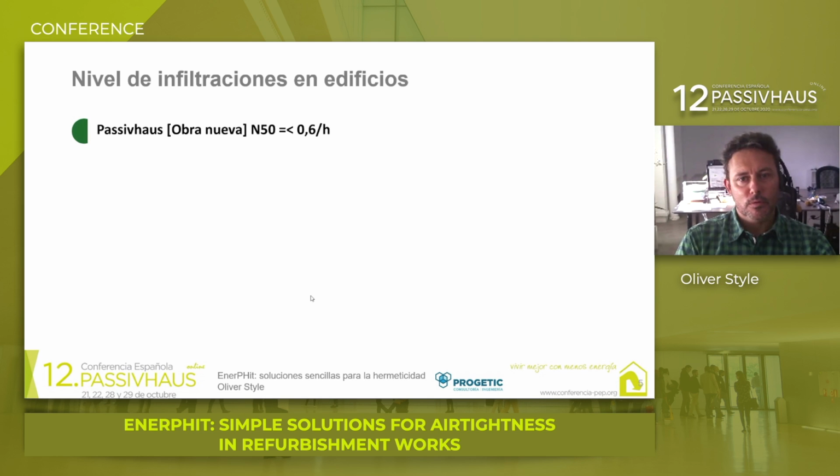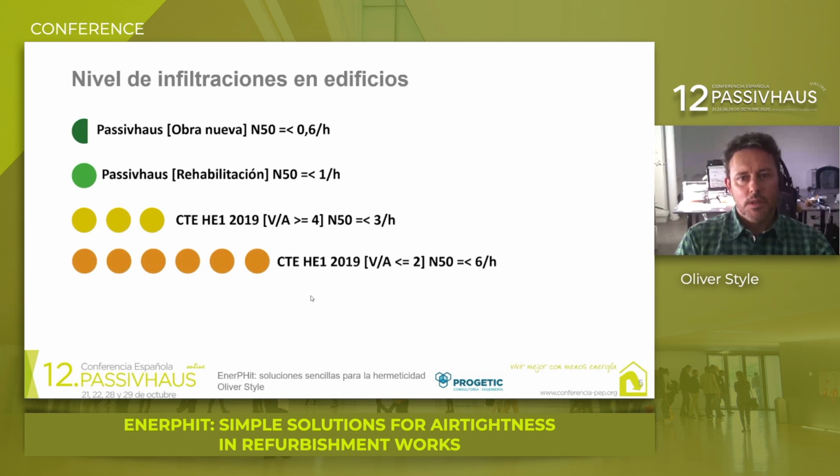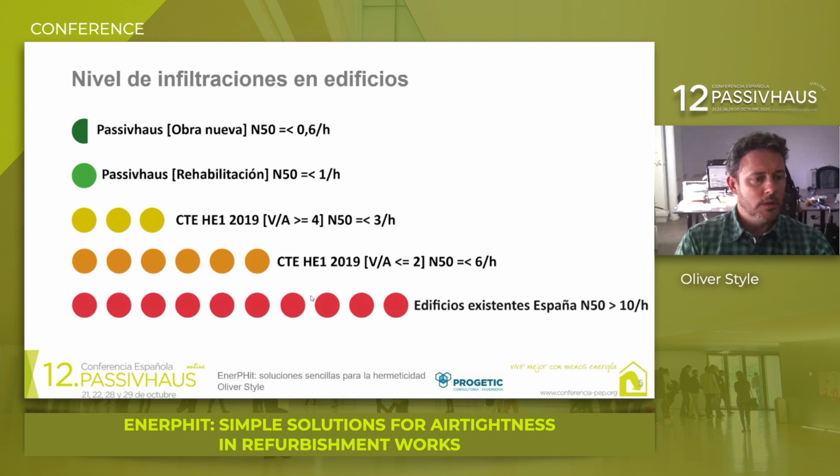In new passive house buildings we have infiltration levels of 0.6, and in the case of rehabilitation, 1 renewal per hour. In the new technical code for high capacity buildings, the requirement is less than 3 renewals, increasing to 6 renewals in the case of not very compact buildings. And in existing buildings, although obviously this varies enormously, we can typically find values of 10 renewals per hour, N50.